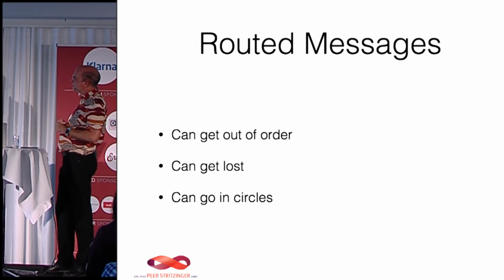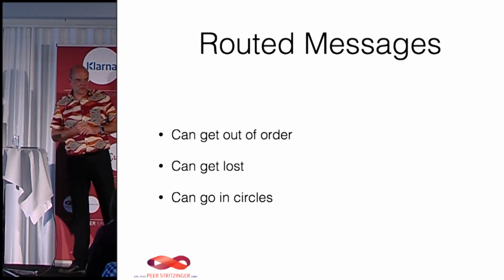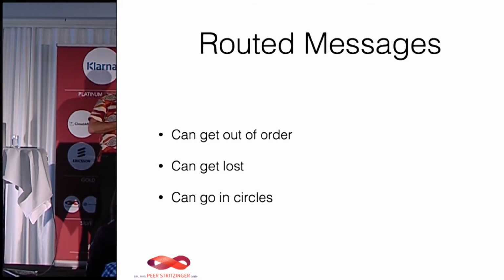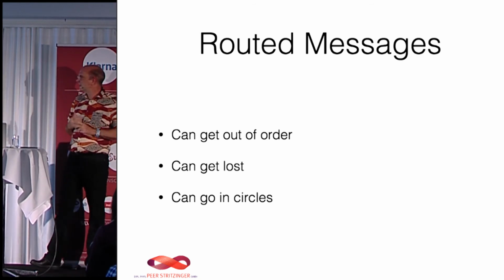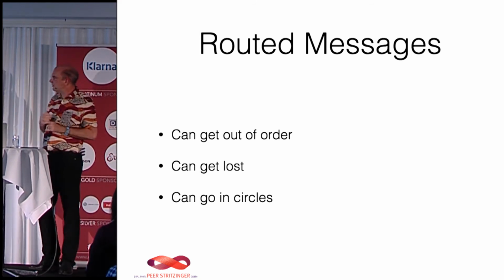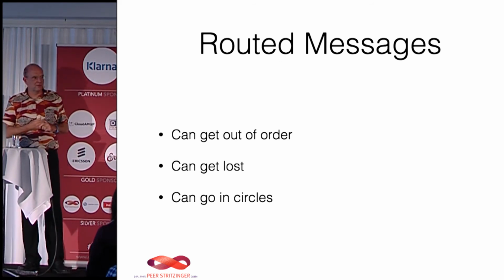Routed messages have a few problems. They can get out of order, because when the routing table changes, after one message went through the graph, the next message might take another route which is faster. Like if I plug in a shortcut, then messages overtake each other. So they get out of order. They can also get lost.